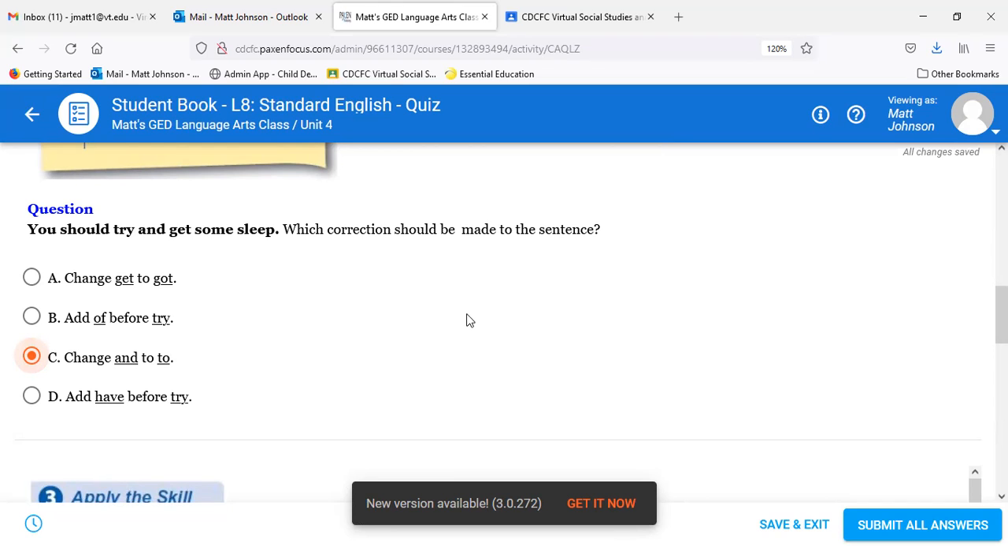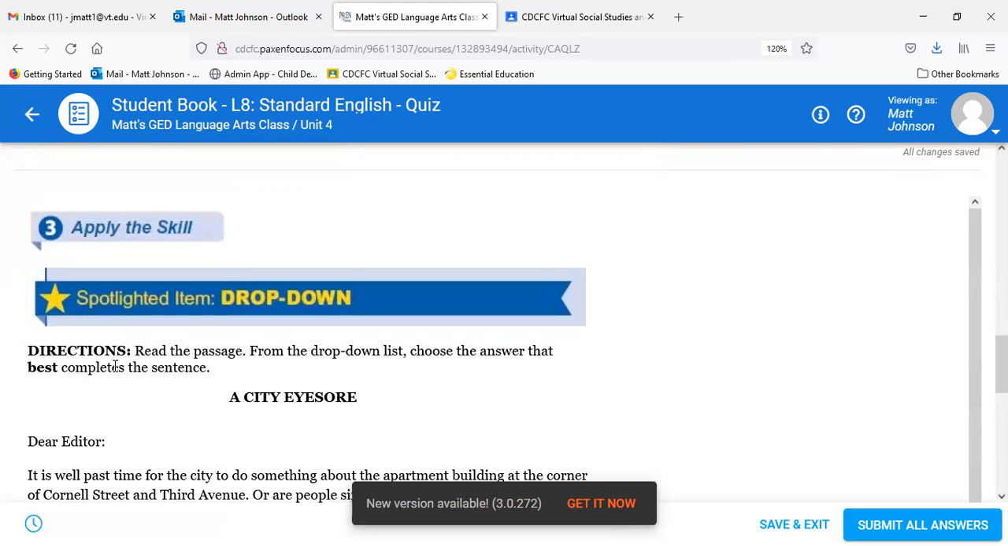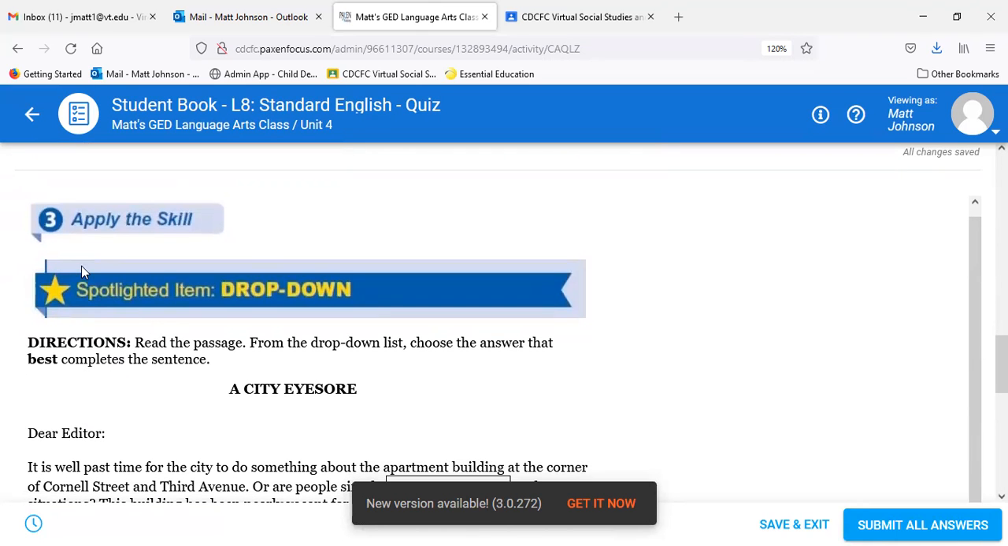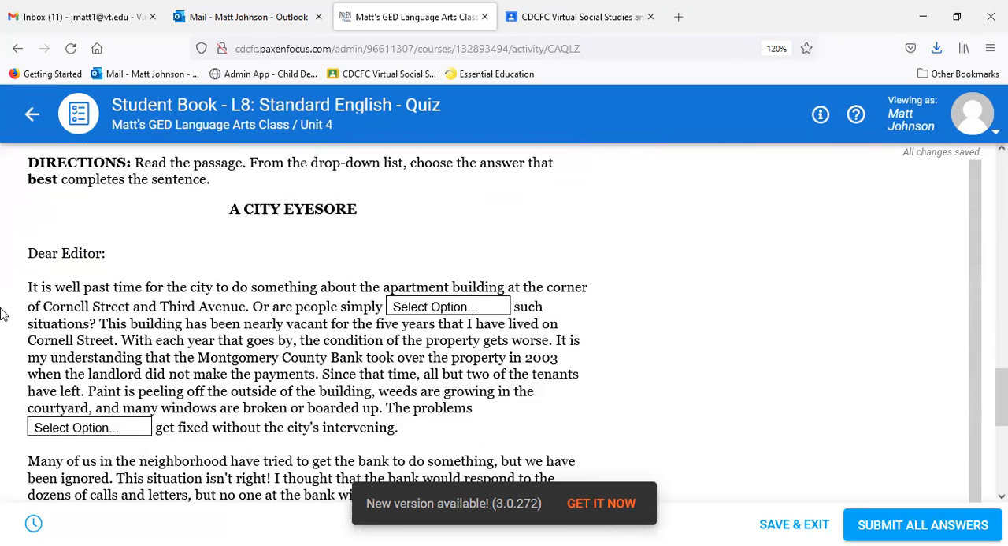And that's another one where we just get kind of lazy with our language. You'll say, you should try and get some sleep. There's not even a to. I don't even make that T sound in there. Try and get some sleep. And I'll probably say that to my daughter and my wife all the time. So just being kind of cognizant of those rules.